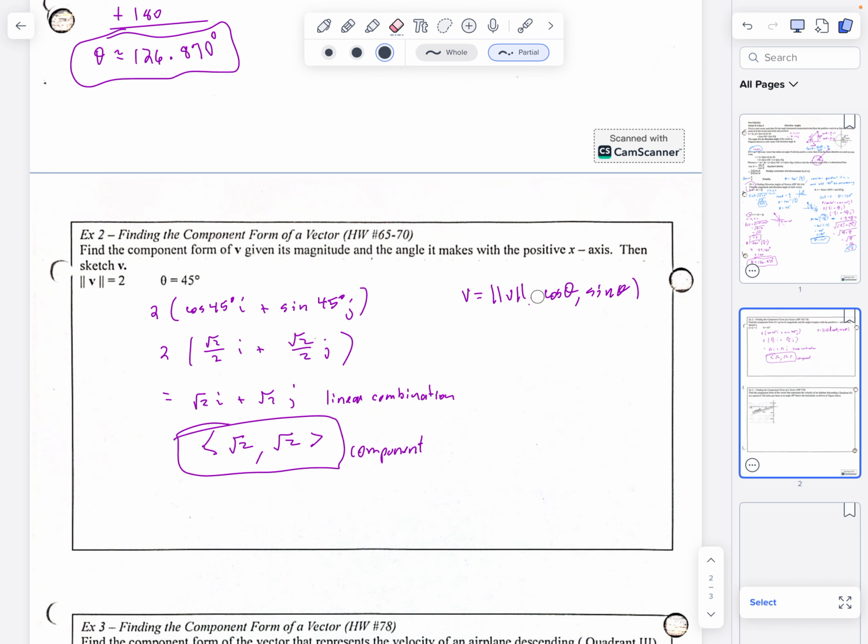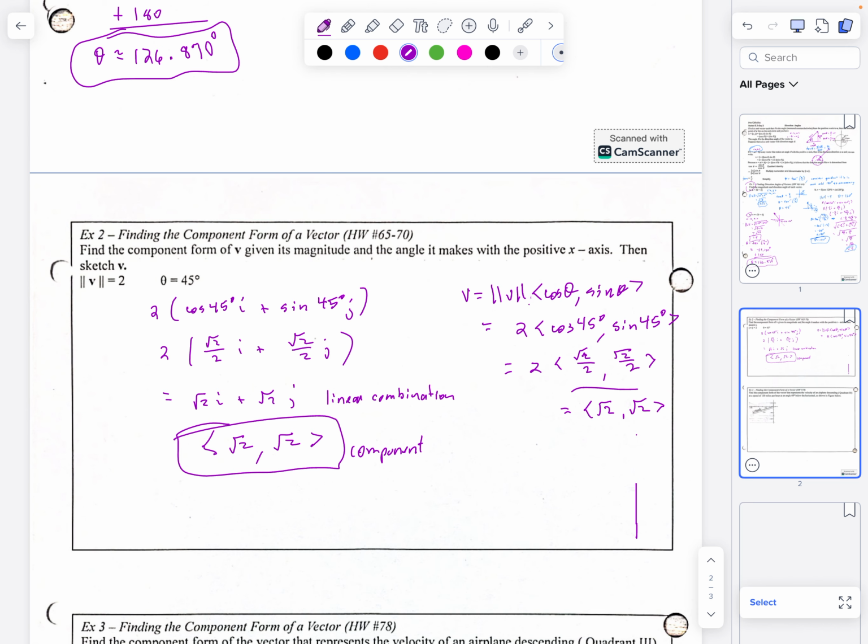All right, example 3: find the component form of the vector that represents the velocity of an airplane descending at a speed of 150 miles per hour. Speed is the absolute value of velocity. Velocity has direction to it. Speed is just positive. So this is your 150, at an angle 60 degrees below the horizontal. This is supposed to be 60 degrees. We modified a problem; it used to be 20 degrees. So 60 degrees would look more like this.